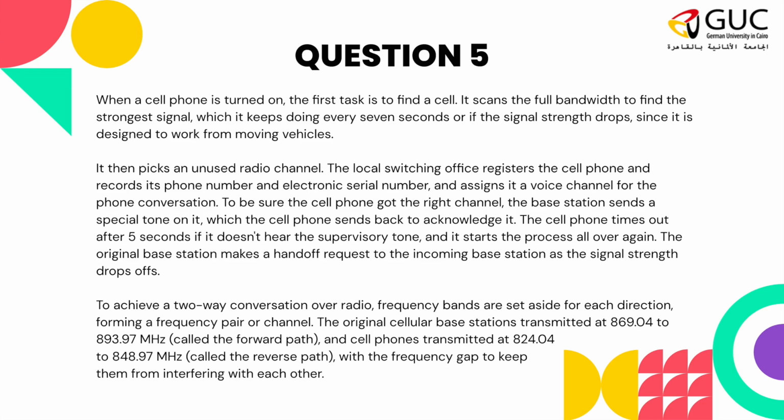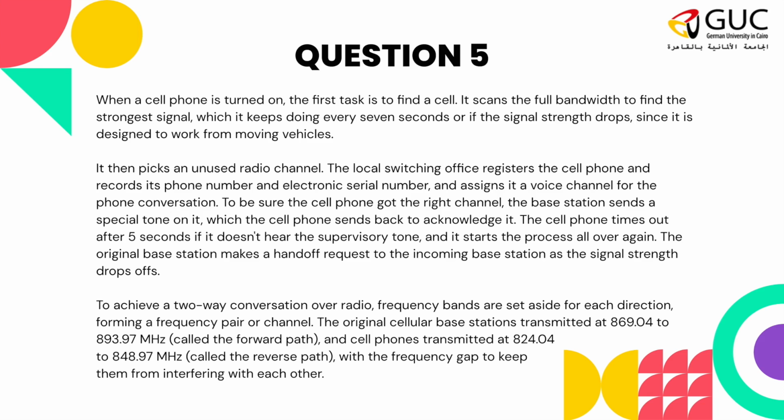Finally, this is our final question in this tutorial. When a cell phone is turned on, the first task is to find a cell. Okay, and a cell is like a tower. It scans the full bandwidth to find the strongest signal, which it keeps doing every 7 seconds, or if the signal strength drops, since it is designed to work from moving vehicles. So actually, when you power on your cell phone, it will try to connect to the nearest tower. And here we say cell instead of tower.